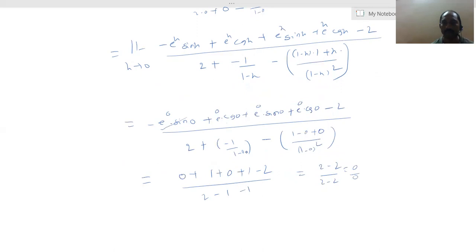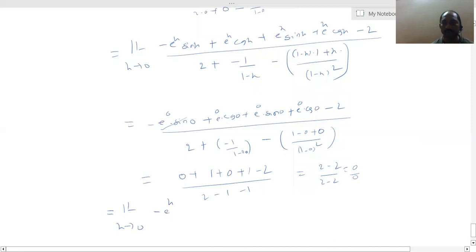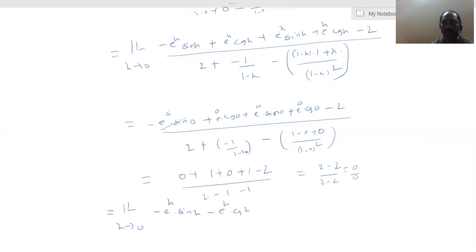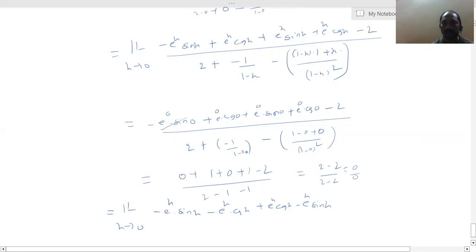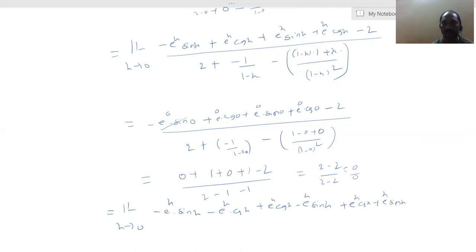Apply the L'Hospital rule, we get this value equal to limit x tends to 0, e power minus x into sin x, e power x into cos x, UV rule. E power x into cos x minus e power x into sin x. Just I am applying UV rule. E power x into cos x plus e power x into sin x. E power x into cos x minus e power x into sin x.